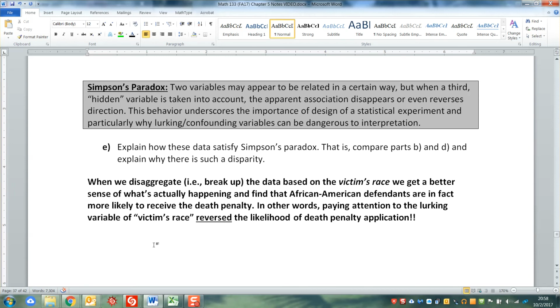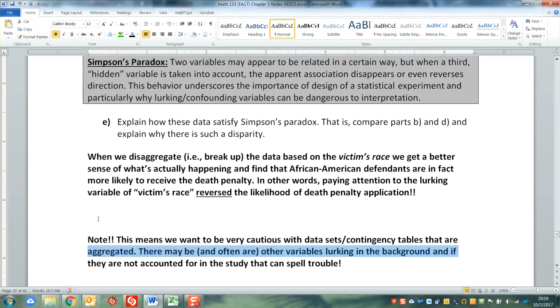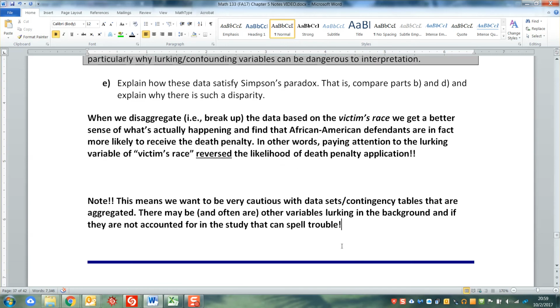It shows us that you want to pay very close attention to your data and make sure that there aren't lurking variables. You want to be cautious about data that's been aggregated too much, shoved together too much, because that might be hiding some other things going on in the background. And that means we want to be very cautious with data sets or contingency tables that are aggregated. There may be and often are other lurking variables in the background. And if they're not accounted for in the study, that can spell trouble.